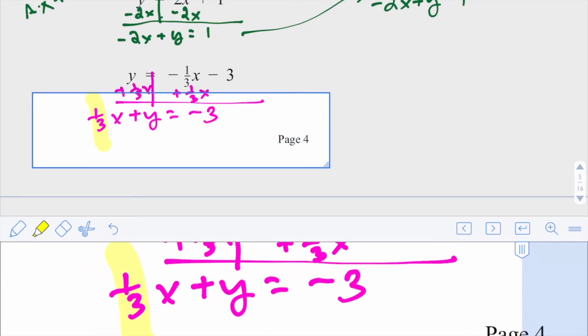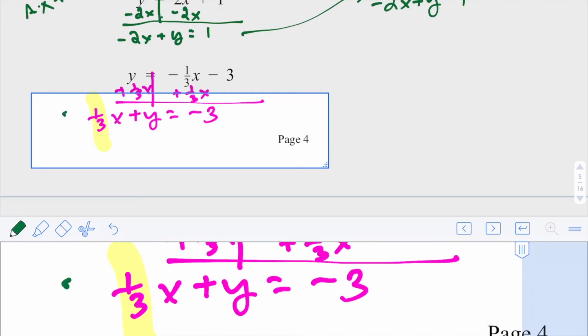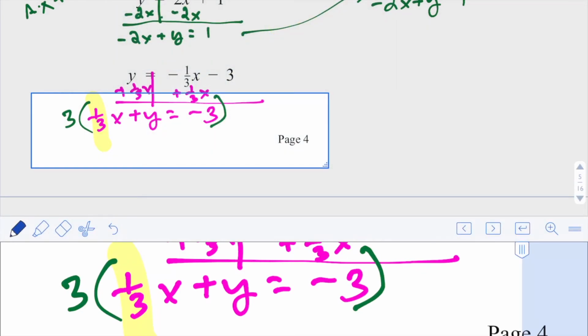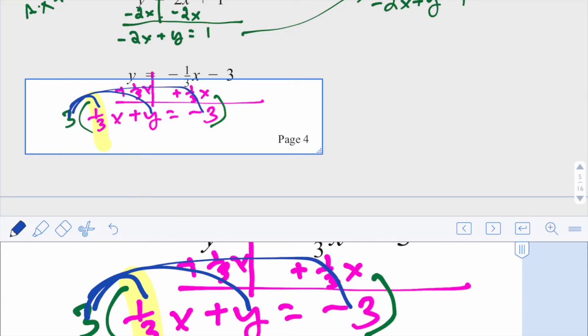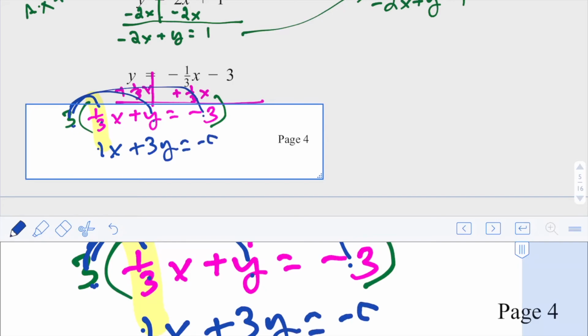To do that, if you remember, I've got to multiply every single term by what's in the denominator. Well, what's in the denominator is 3. So I'm going to put parentheses around this entire equation. Then we use our good old friend, the distributive property, and distribute this to every term in the equation. 3 times 1/3 is just 1, so it's going to be 1x. 3 times y is going to be plus 3y. And 3 times negative 3 is going to be negative 9.